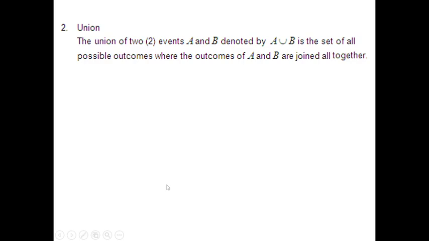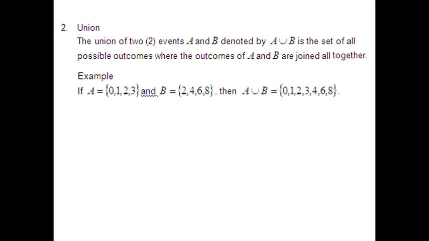So let's now proceed to union. The union of two events A and B, denoted by A union B, ito yung notation, is the set of all possible outcomes where the outcomes of A and B are joined all together. So in short, pagsasamahin lahat natin ng outcomes ng A and B. Okay? So ito yung ating example.